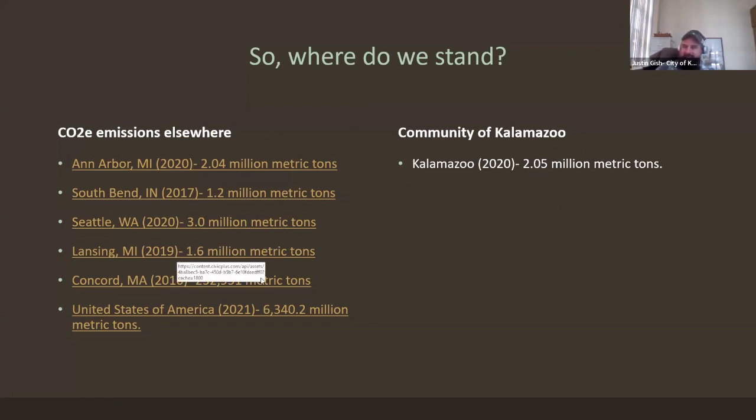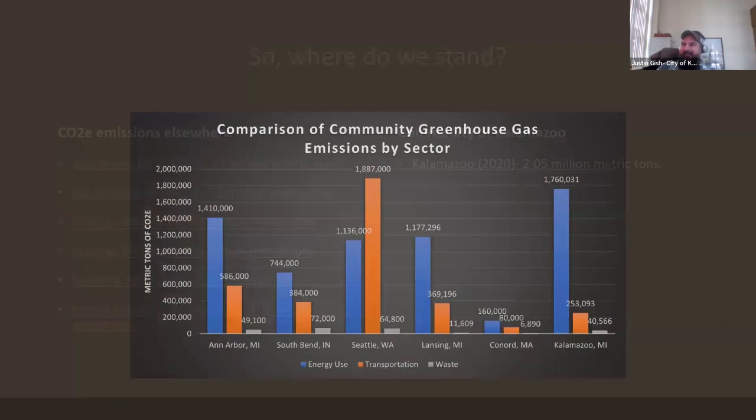Lansing's a little bit lower. Concord, Massachusetts is thrown in there just because there's not a whole lot of data. And then you see the United States down here with a hefty chunk of emissions for the world. So when you break down the emissions, and this is all information I gleaned from their greenhouse gas report, you can see Ann Arbor, energy use is high, transportation is a lot higher than ours, waste is about the same.